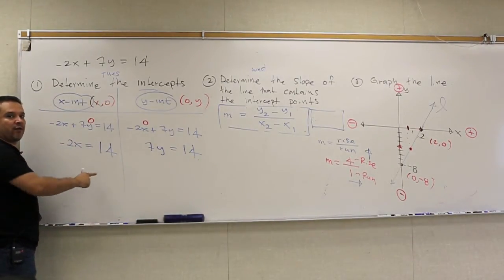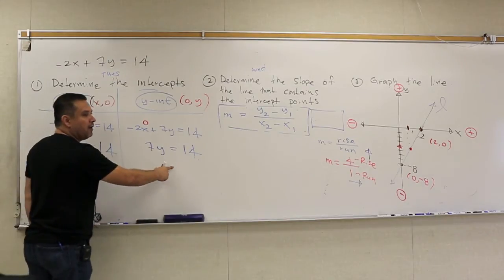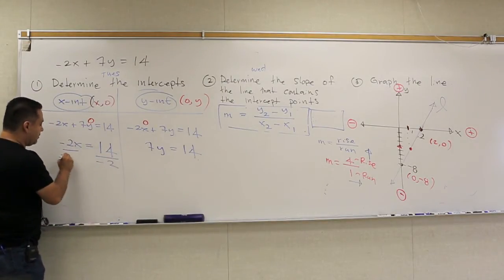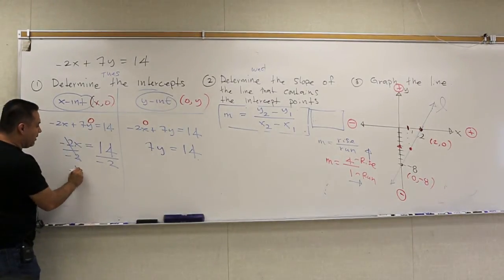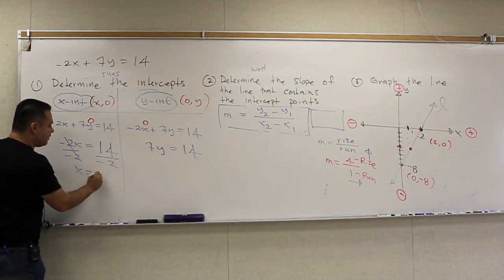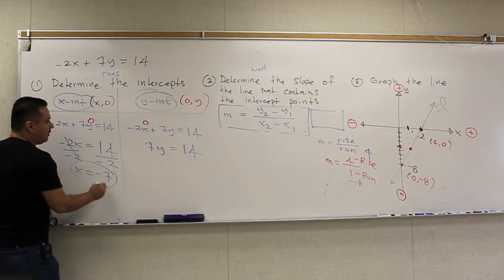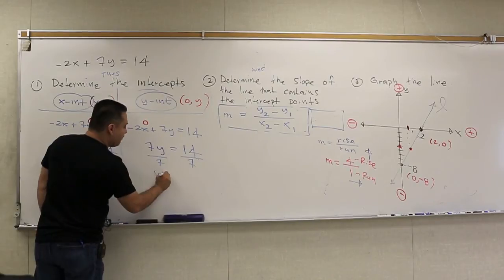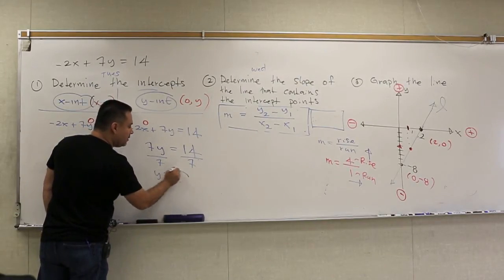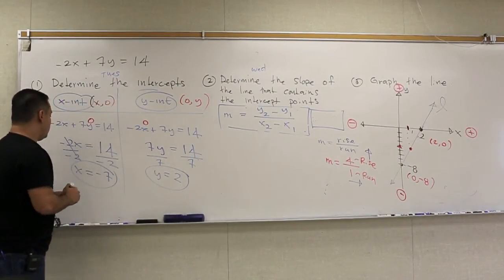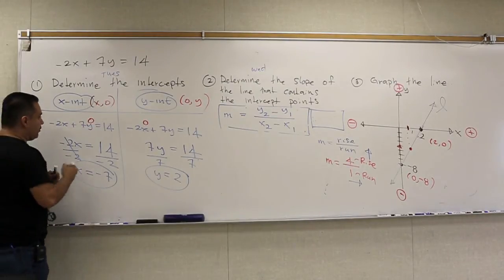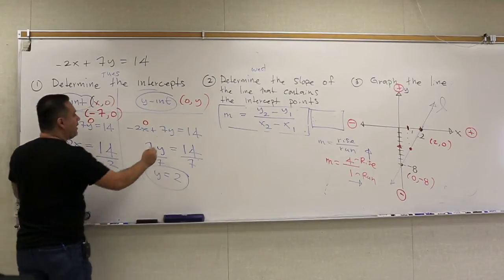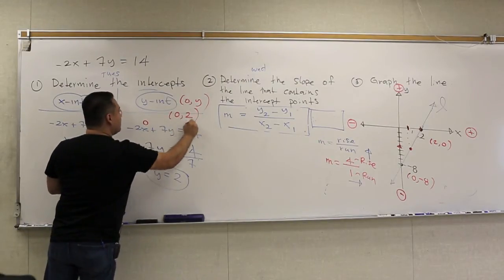Okay? So here we're going to solve for x. Here we're going to solve for y. Divide both sides by your negative 2. You get now x is 14 divided by negative 2 is negative 7. Divide by 7. You get y is 14 divided by 7, which is 2. The x-intercept is negative 7 comma 0. And your y-intercept is 0 comma 2.